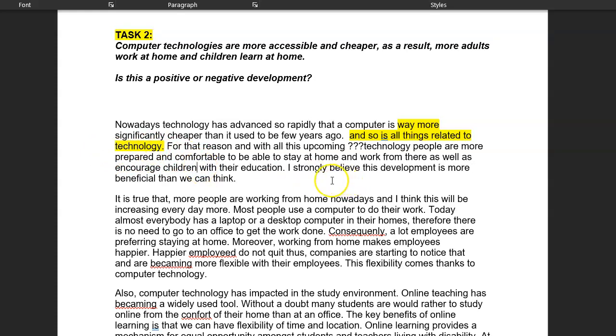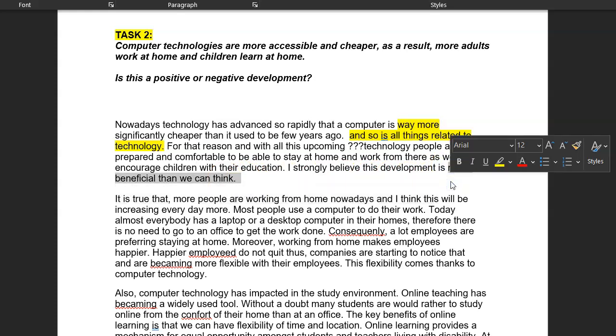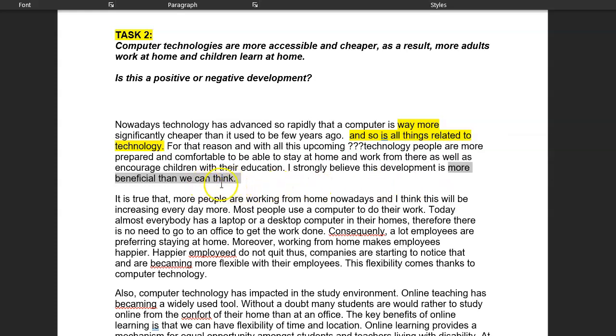I strongly believe this development is more beneficial than we can think. Okay. I strongly believe this development is so. This sort of "more beneficial than we can think" is a little bit informal. So there's lots of good stuff in your writing, but when you do an IELTS exam, you have to be very academic in style. Think about a research paper or something you read in the newspaper. So using "we" is not appropriate.